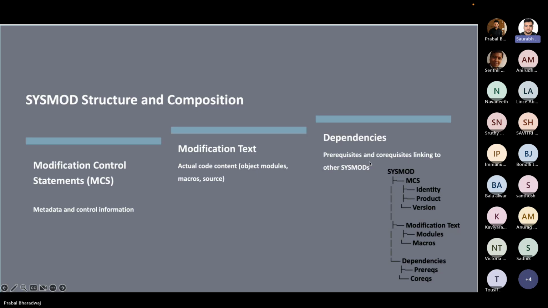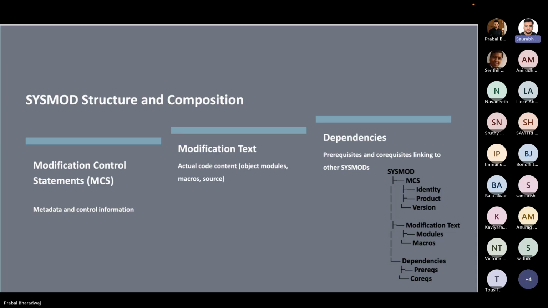Now there will be a third dependency. This SYSMOD must not be installed alone or out of order. Prereq means it requires, for example, IMS base, and coreq means it must be installed together with this. This was the question from Anurag as well. So SMP checks dependencies to make sure we never install half a fix or mix incompatible code levels. You can't apply a PTF of one version to another version.